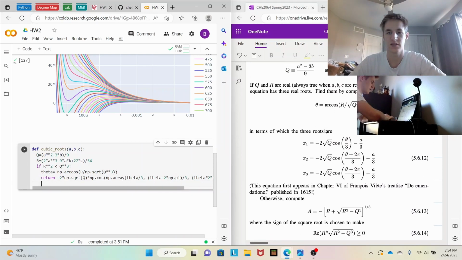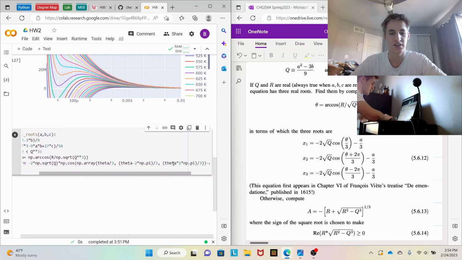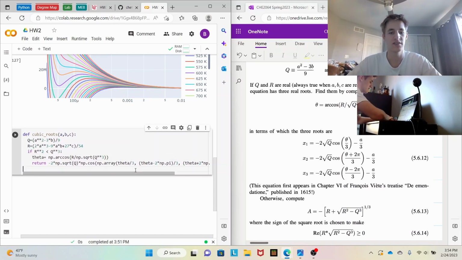In this document, we have x2 is theta plus 2 pi and x3 is theta minus 2 pi. I changed that. I flipped them around, because the theta minus 2 pi over 3 will actually be the intermediate value, and the theta plus 2 pi over 3 will be the largest value, right?